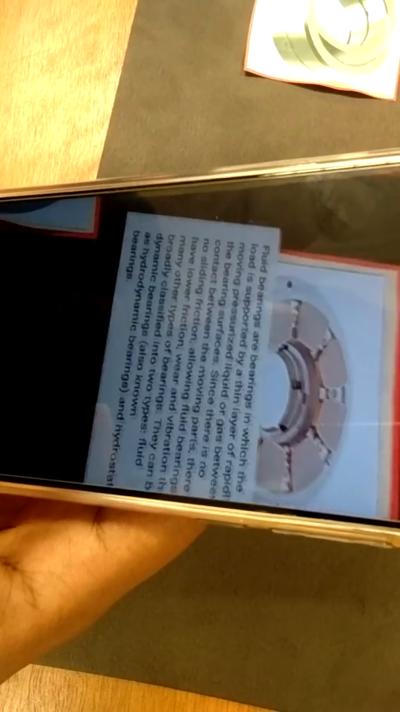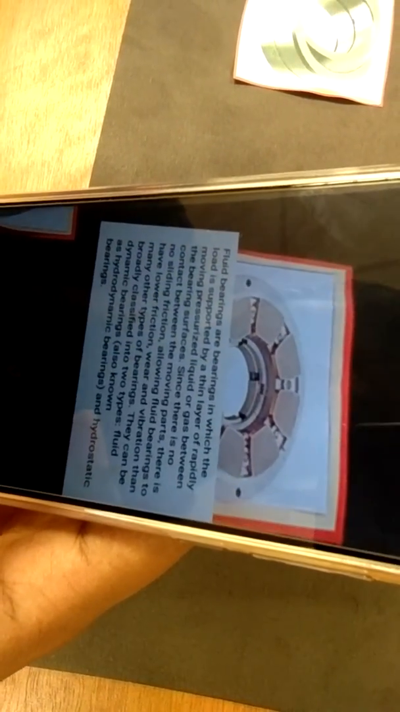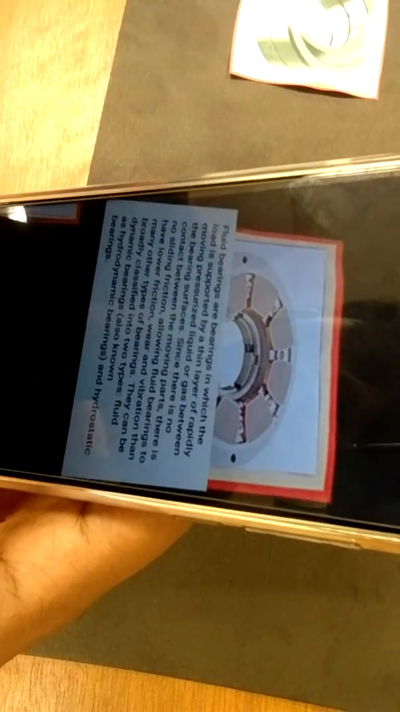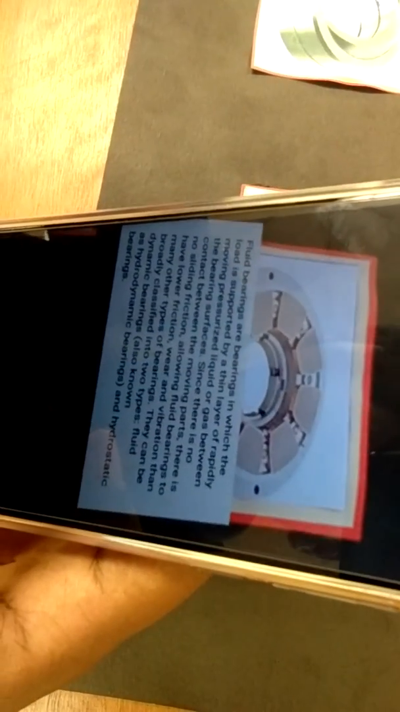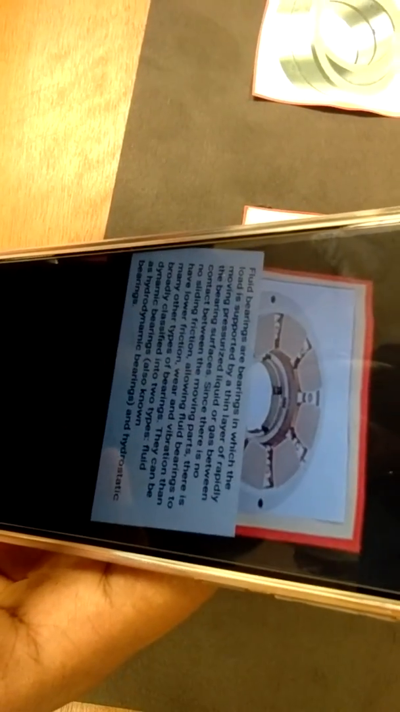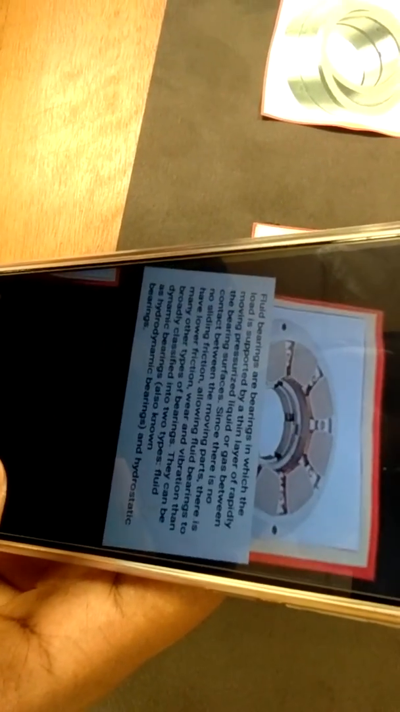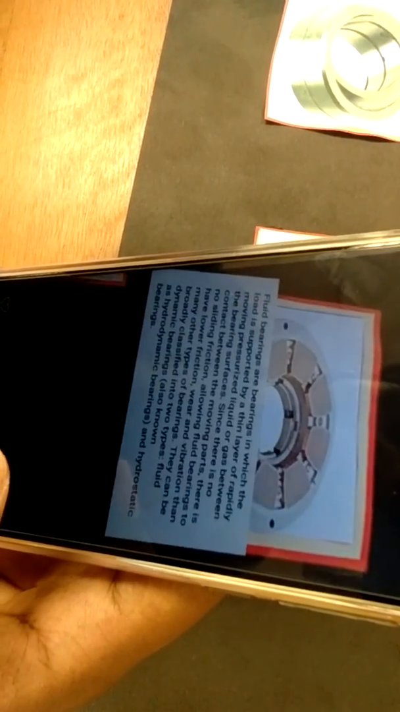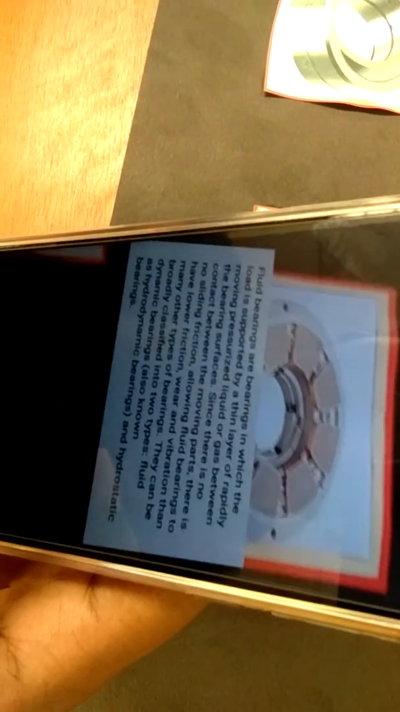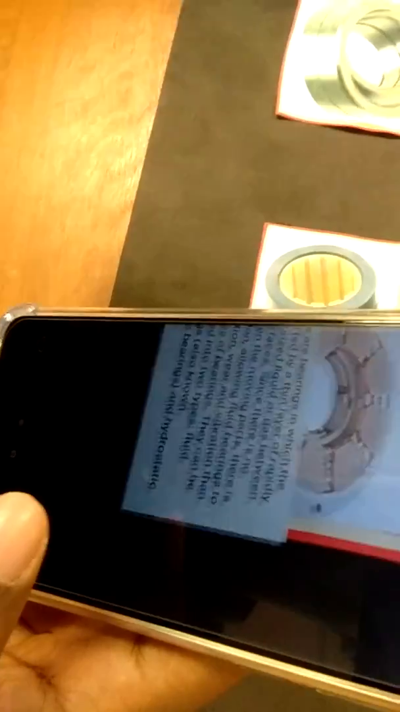Fluid bearings are bearings in which the load is supported by a thin layer of rapidly moving pressurized liquid or gas between the bearing surfaces. Since there is no contact between the moving parts, there is no sliding friction, allowing fluid bearings to have lower friction, wear, and vibration than many other types of bearing. They can be broadly classified into two types: fluid dynamic bearing, also known as hydrodynamic bearing, and hydrostatic bearing. So we'll be moving on to the next.